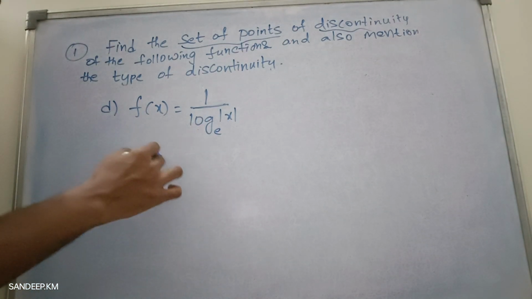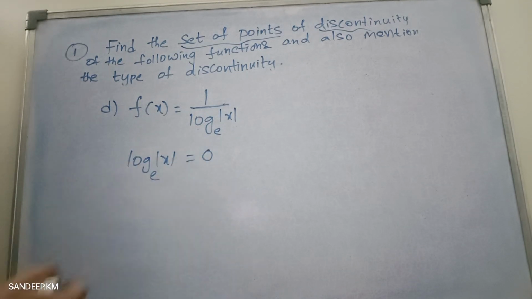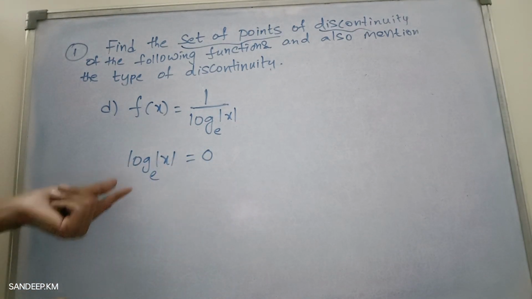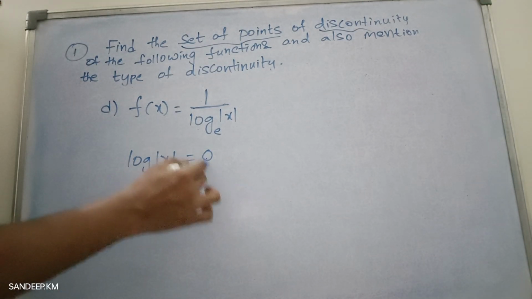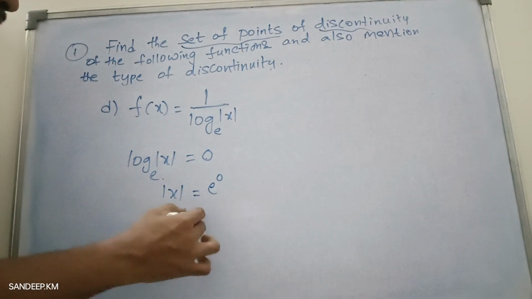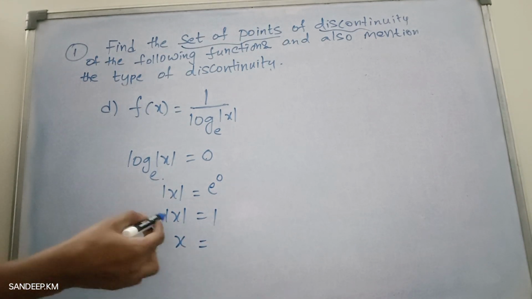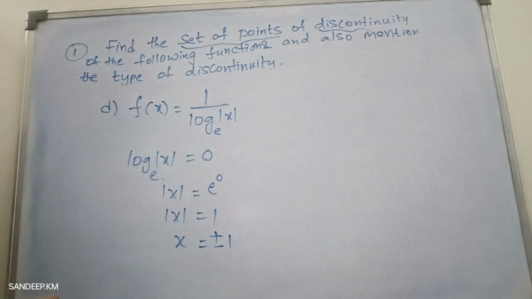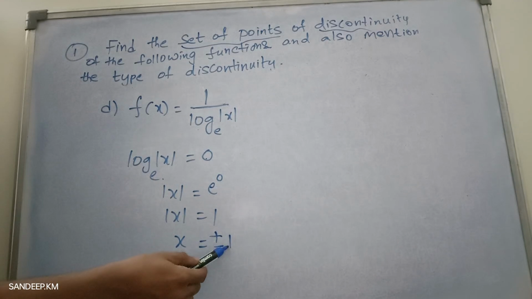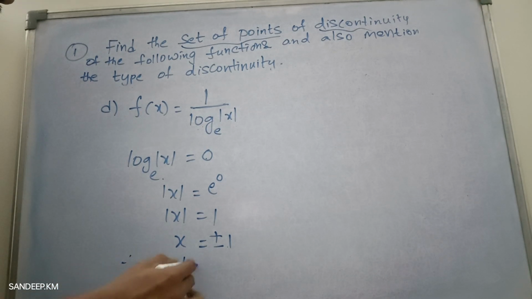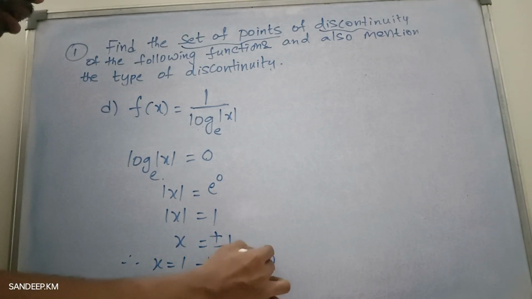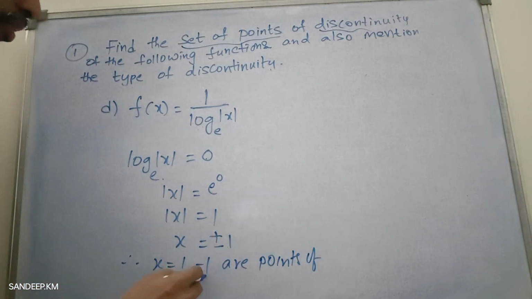So log mod x with base e, if it is equal to 0, converting logarithmic function to exponential function, mod x is equal to e power 0, correct? So mod x equal to 1, which means if I remove the modulus, I'll keep plus or minus here. So for these two values of x, the denominator becomes 0. So therefore, dear students, x is equal to 1 comma minus 1 are points of discontinuity.